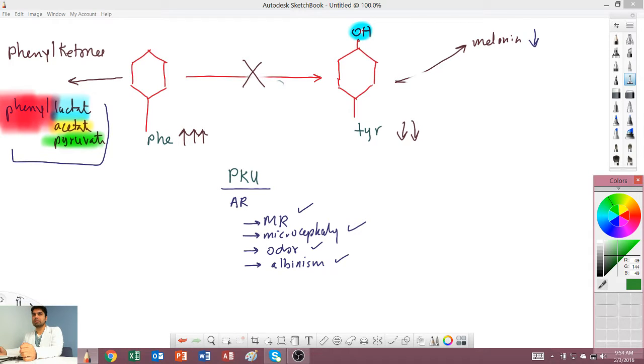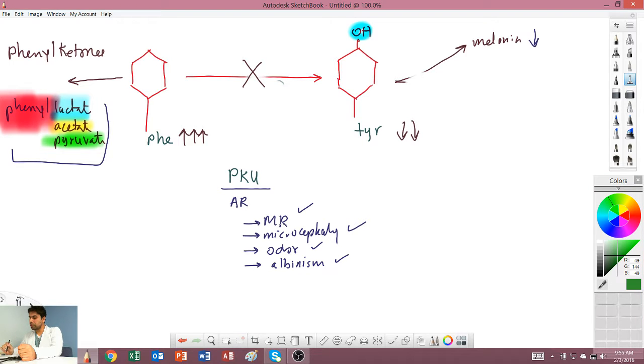So PKU, make sure you spend time on it and understand it. What would accumulate and what will be deficient? Tyrosine will become essential. Phenylalanine will become toxic, and phenyl ketones are the product of that toxicity. Please understand what I'm saying. Tyrosine will become essential; you have to get it from your diet. Phenylalanine will become toxic; you have to avoid it. So you have to avoid phenylalanine and eat a lot of tyrosine. The consequences: mental retardation, microcephaly, musty odor, albinism, and of course other neurological symptoms.